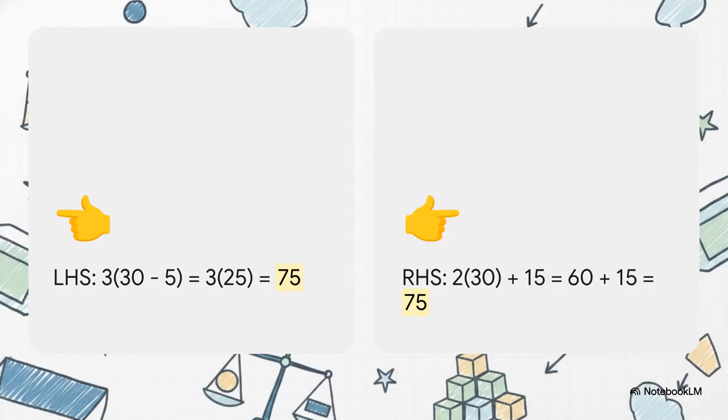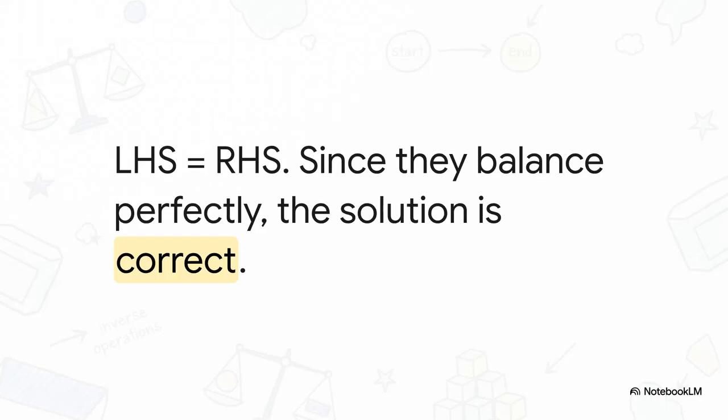Now, what's really interesting about this slide is the beautiful symmetry of this proof. Let's look at the left-hand side independently. We substitute 30 in for x, giving us 3 times the quantity 30 minus 5. Well, 30 minus 5 is 25, and 3 times 25 gives us 75. Okay, now let's calculate the right-hand side. We plug in our 30, giving us 2 times 30, which is 60. We then add that remaining 15, and 60 plus 15 is exactly 75. So, the crucial point is that the left-hand side perfectly equals the right-hand side. 75 equals 75. Because that balance has been mathematically proven, we can definitively confirm our solution is absolutely correct. X truly does equal 30.